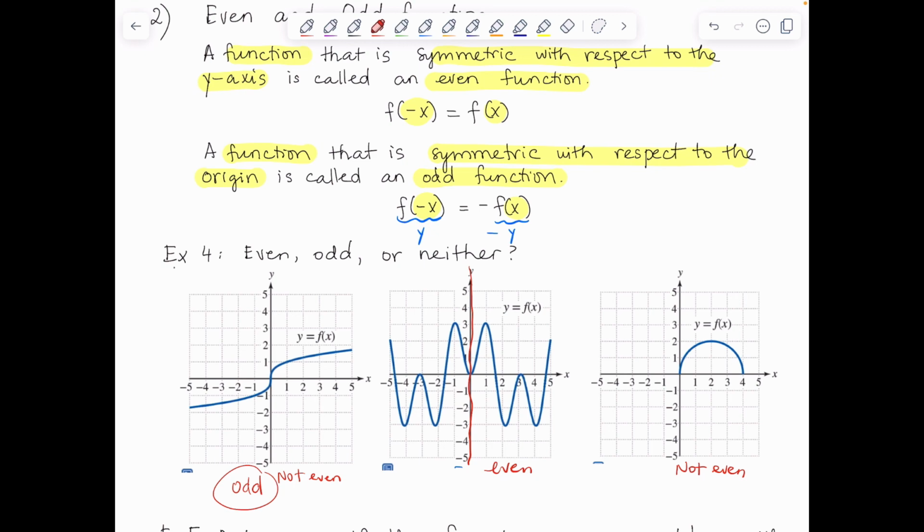The second graph, if you turn it upside down, you get a different image. Therefore, it is not symmetric with respect to the origin, hence is not odd. And the third graph, if you turn it upside down, you're going to get a different image as well. Therefore, it's not symmetric with respect to the origin, and therefore is not an odd function. So at the end, the first graph is odd, second graph is even, and the third graph is neither.